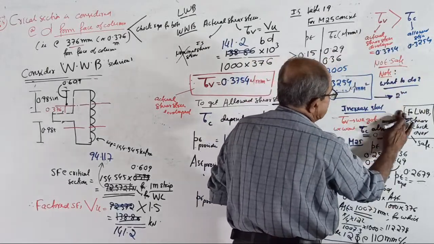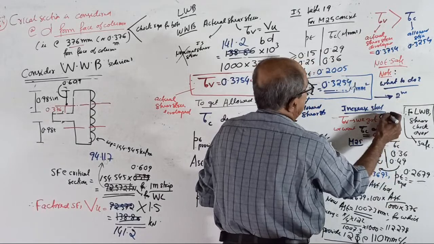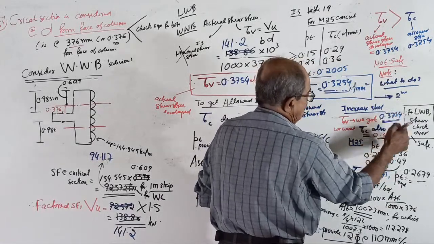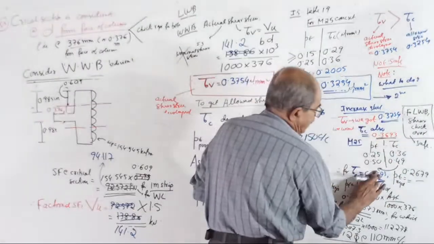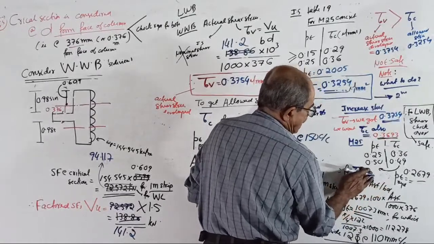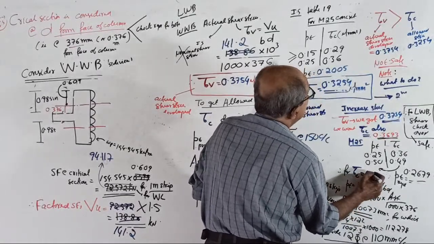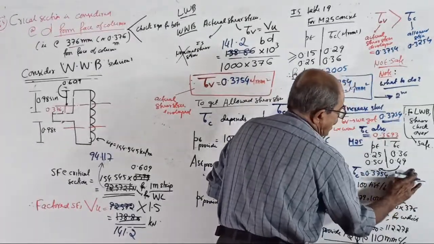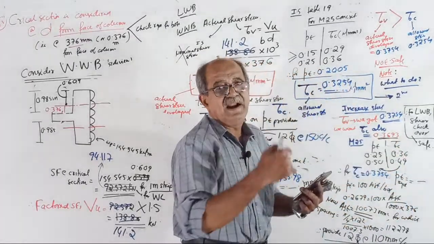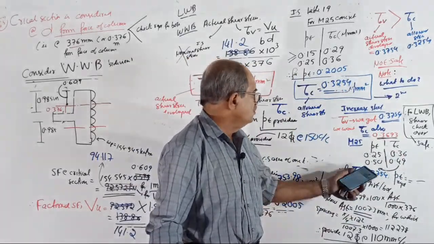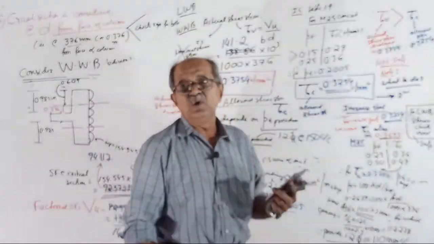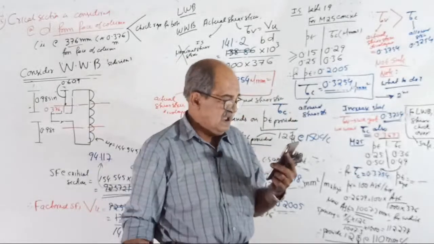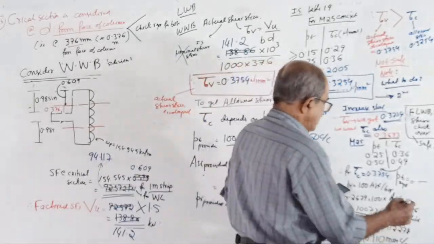We want to get tau C, how much? 0.3754. Okay. Now, reverse interpolate. This time for tau C to be 0.3754, do reverse interpolation and tell me PT required. Fast. To get tau C 0.3754, do reverse interpolation and get how much answer?